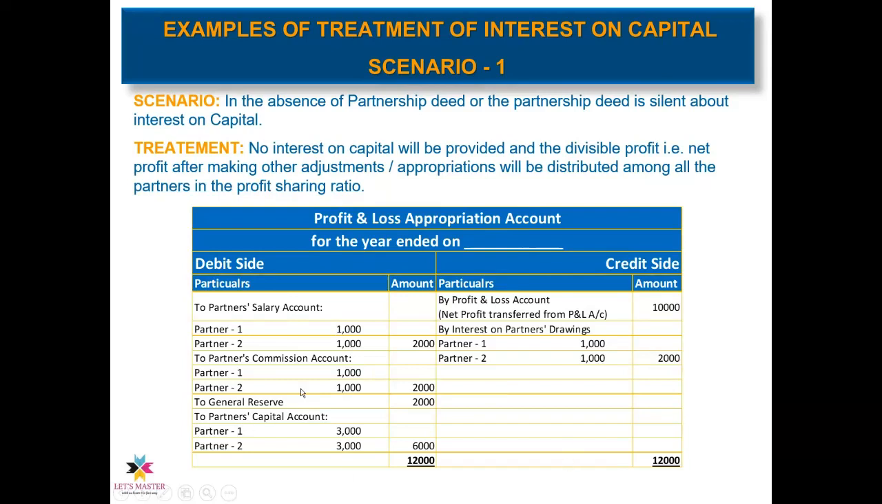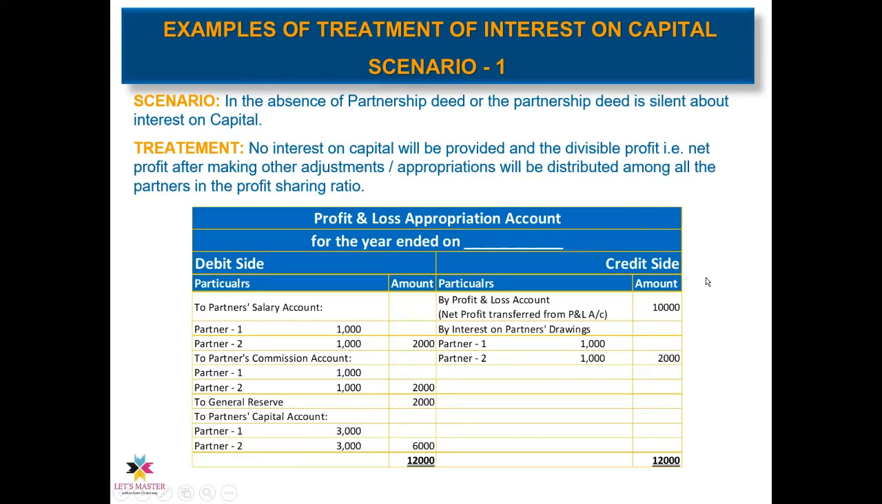So here in this sample profit and loss appropriation account, you would not see any entry related to interest on partner's capital. We have net profit, we have interest on drawings, we have partner salary, partner's commission, amount transferred to general reserve, and distribution of profit among the partners.